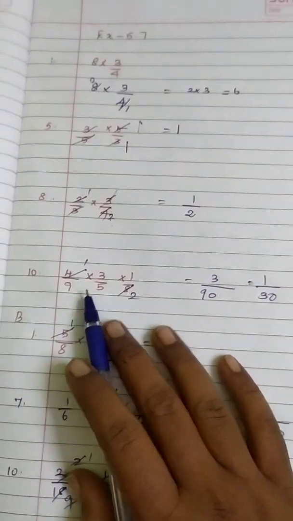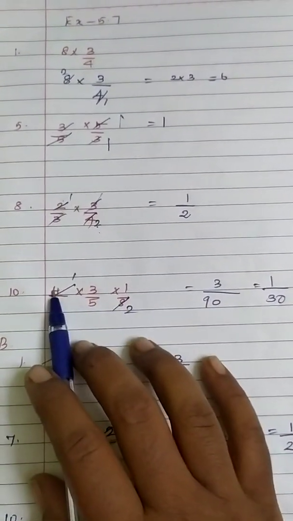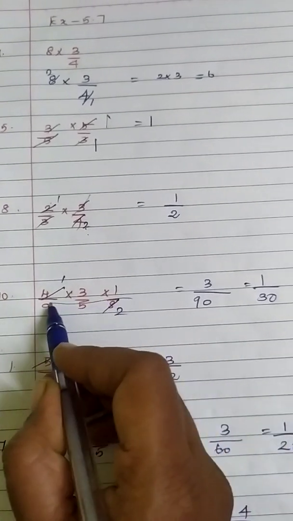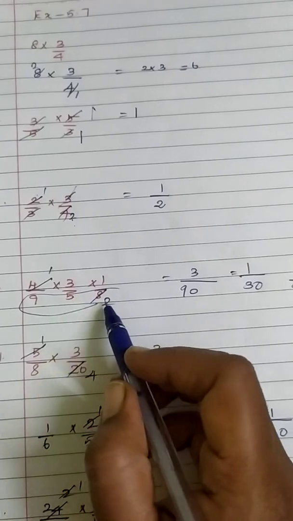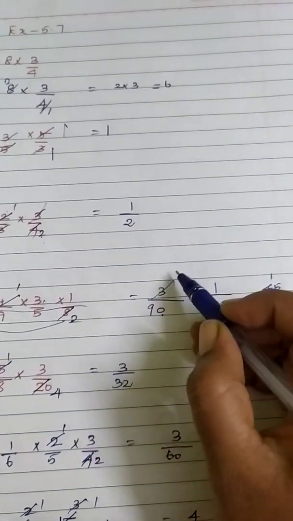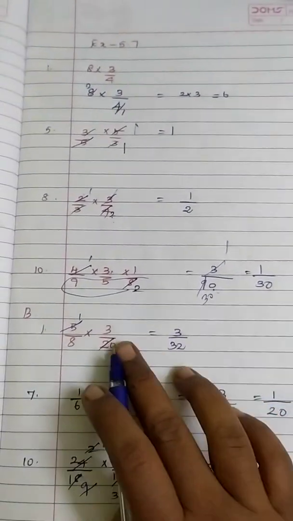And the 10th problem, 4 by 9, 3 by 5, 1 by 8. Now 1 4 is 4, 2 4s are 8, cancelled 4 and 8. So the remaining denominator is 9 into 5 into 2. When you multiply, it is 90. The numerator is 3. Cancelling with the 3 table, 1 3 is 3, 3 3s are 9, so 1 by 30 is the answer.